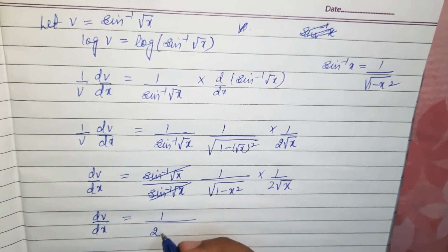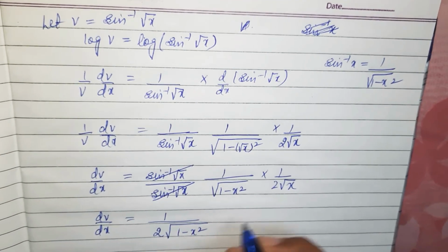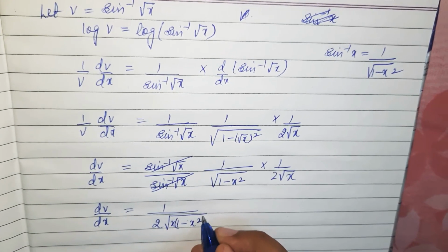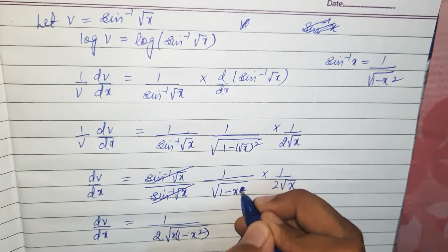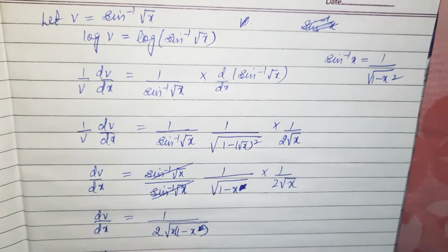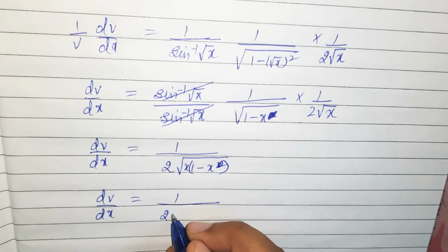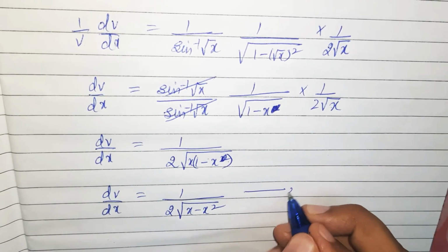2. Now this is given 1 minus x square. This is also under root. So can we write it like this? Now see, this is root x square, so this is x. By mistake I have written x square. So the final answer is dv by dx, and this will become 1 upon 2 under root x minus x square. So mark it as 2.